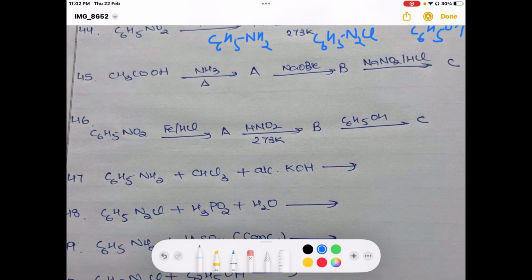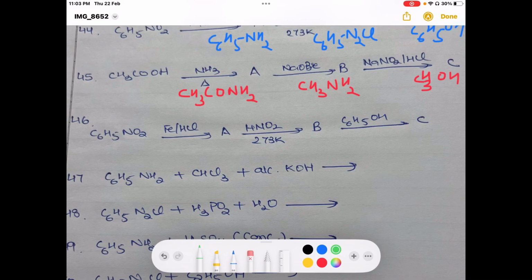Next reaction, CH3COOH with ammonia and heat. So A here is CH3CONH2. This on Hoffmann bromamide degradation reaction changes into CH3NH2. NaNO2 with HCl forms CH3N2Cl. And this CH3N2Cl is unstable in nature, so it changes into an alcoholic part.